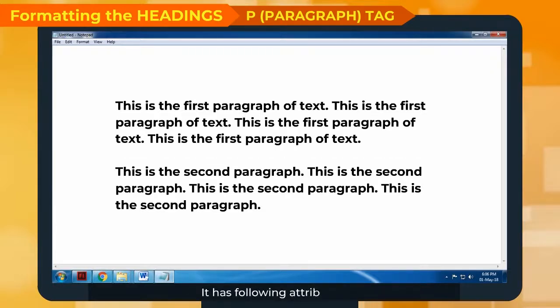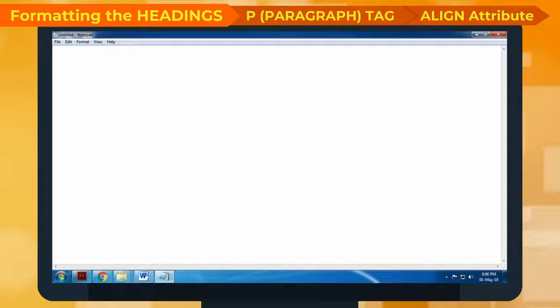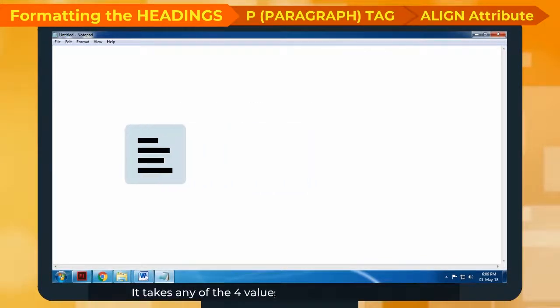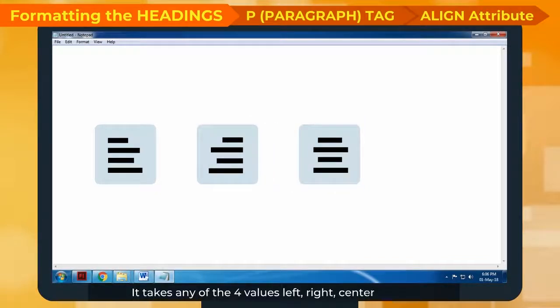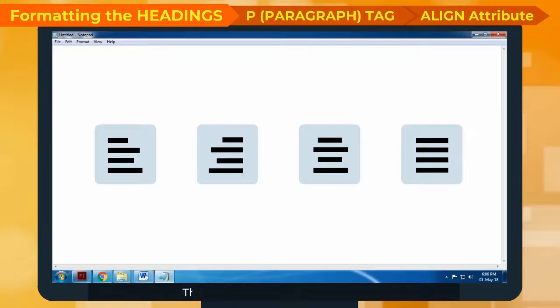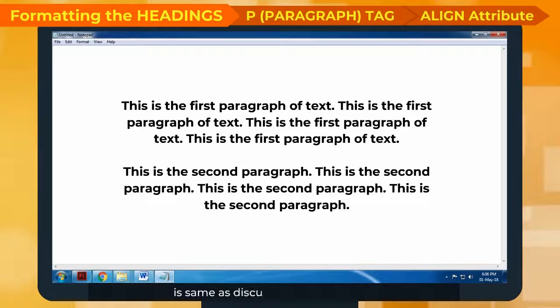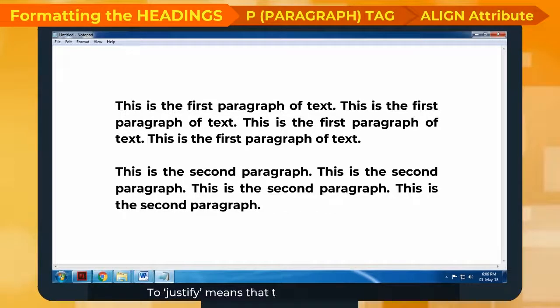It has the following attributes. Align attribute. This attribute of P tag specifies the horizontal alignment of a paragraph. It takes any of the 4 values: left, right, center, justify. The meaning of left, right, center is the same as discussed in the heading tag. To justify means that the text evenly spreads between left and right margins.